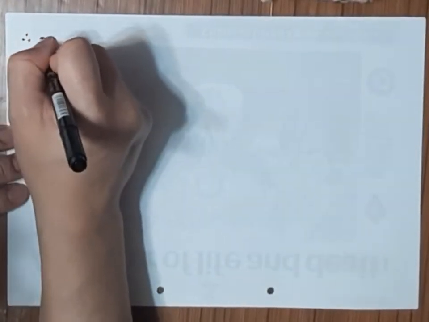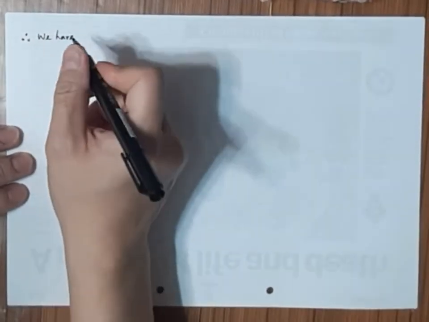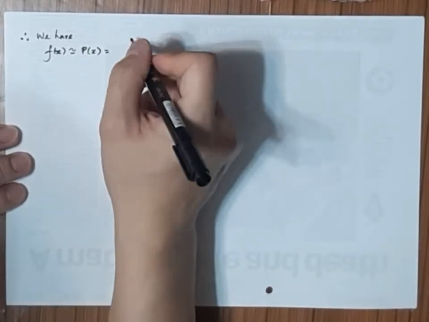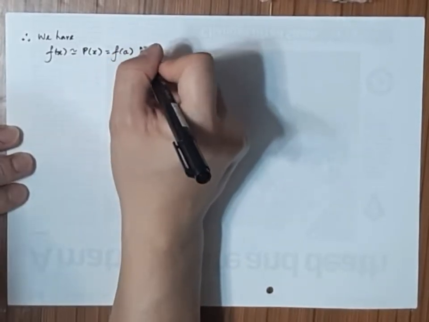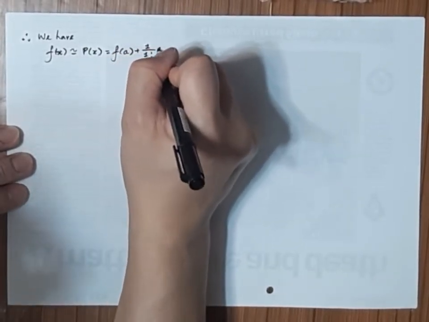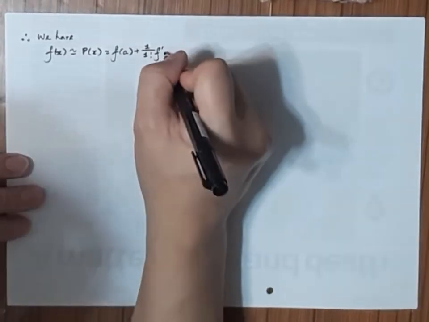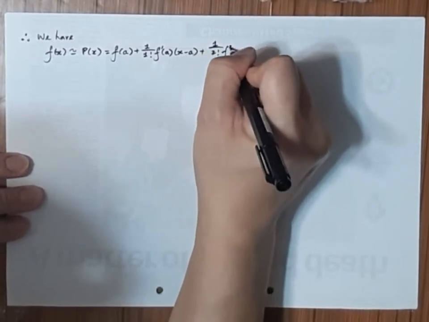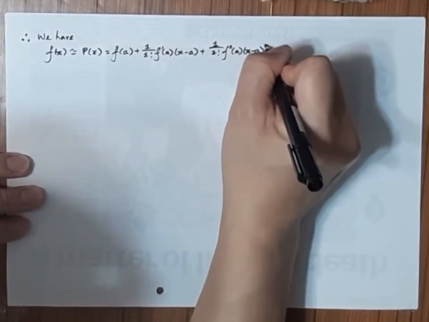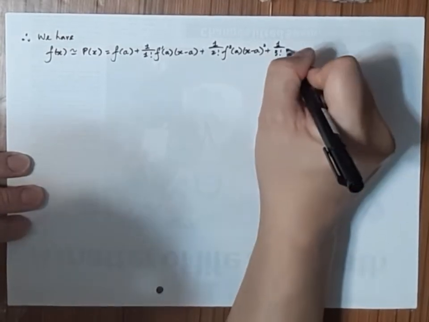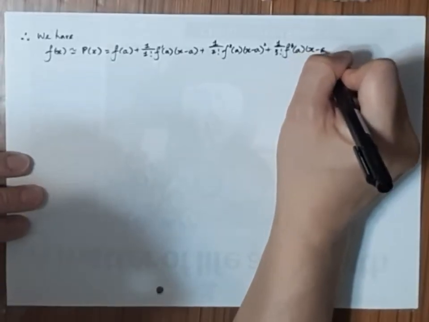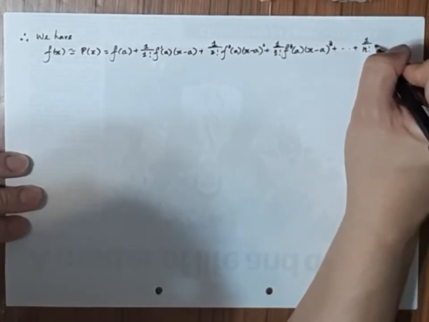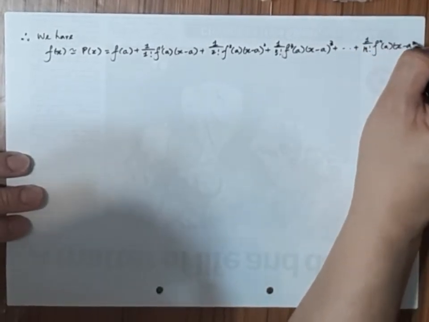Therefore, we have f(x) can be approximated by p(x) equal to f(a) plus 1 over 1 factorial, the first derivative of f(a), times (x minus a), and 1 over 2 factorial, the second derivative of f(a), times (x minus a) squared, and 1 over 3 factorial, the third derivative of f(a), times (x minus a) cubed, until 1 over n factorial, the nth derivative of f(a), times (x minus a) to the power n.